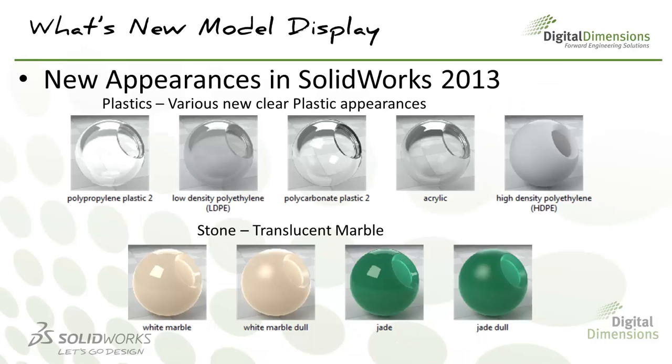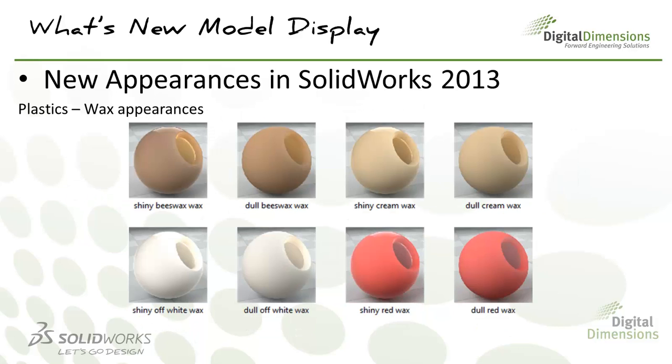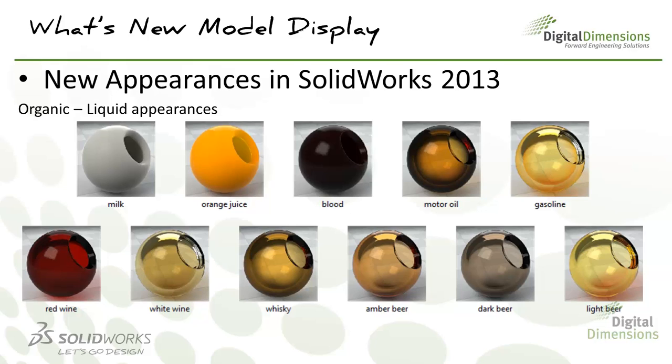They've also added some new clear plastic appearances, as well as underneath stones and architectural for marble, you'll see that they've added some translucent marble. And under plastics, they've added some wax appearances. And finally, the most popular underneath the organic appearances, they've added some liquids. So as you take a look at the drink selection here, we have milk, orange juice, light beer, dark beer, amber beer, whiskey, white wine, and red wine. Anybody else feel like a drink?